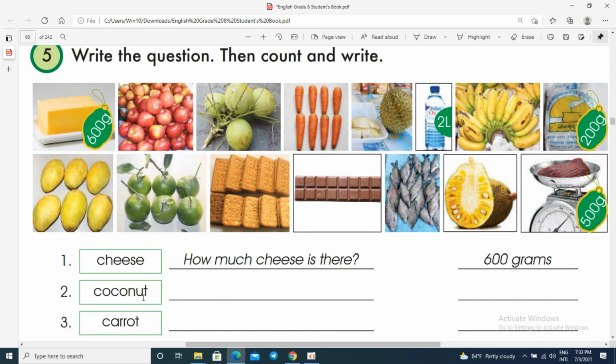Coconut, right? So how can you ask the question you want? When you transform coconut into the plural form, you add s, right? Coconuts. We can say, how many coconuts are there?